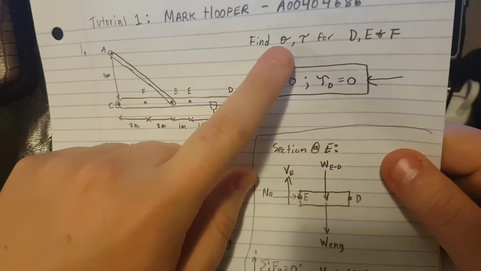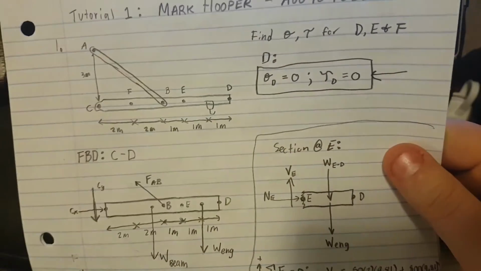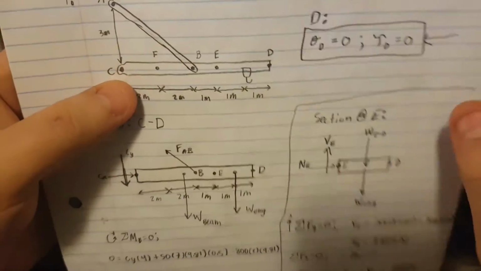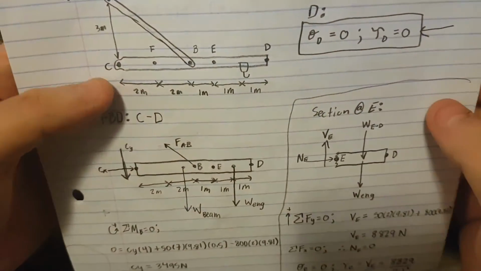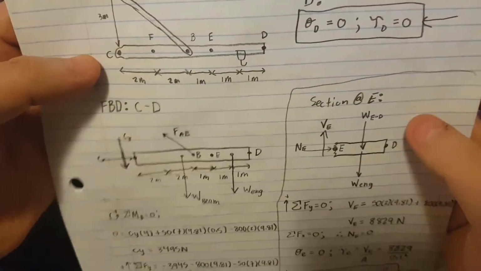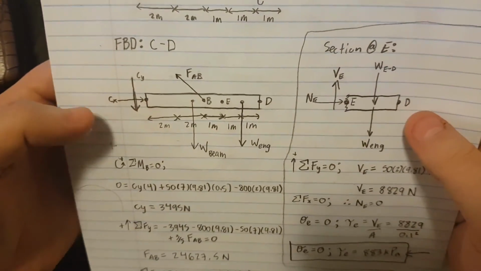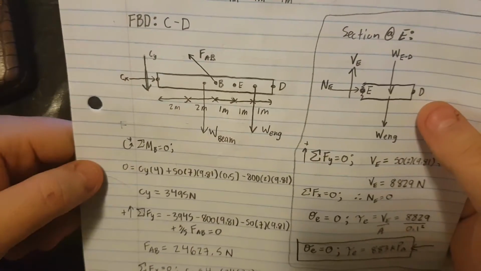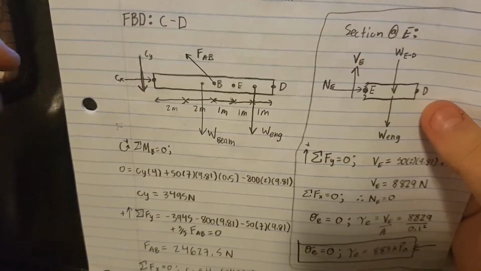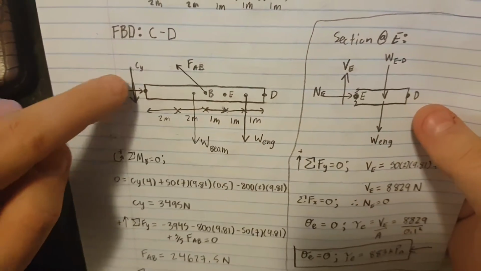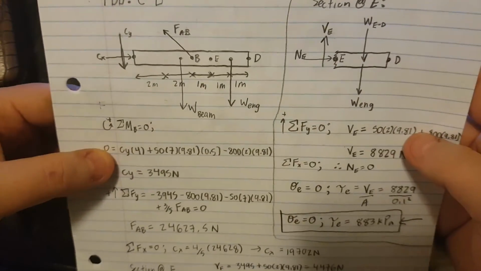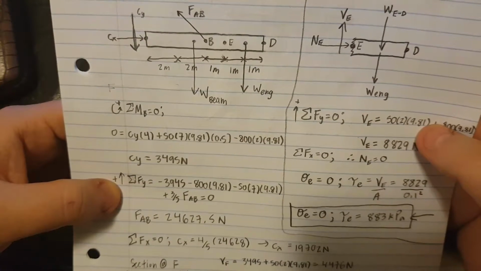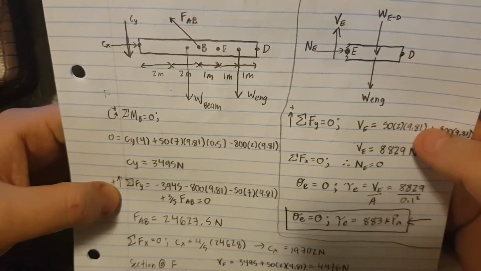So find the normal stress and shear stress, I think that T is, for D, E, and F, right? So here's my diagram. I'm going to draw a free body diagram here. And then what I'm going to do is look at B and find the moments at B, so I can get CY, right? And then I've got CY now, and then I can do the sum of the forces in the Y direction. And I think I had the weight of the beam. Did I?